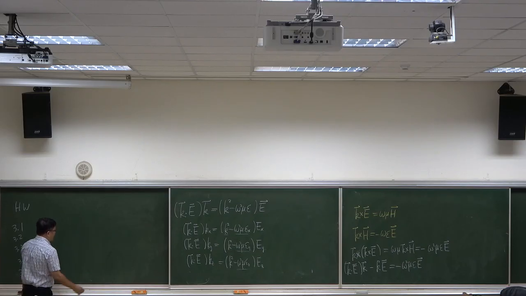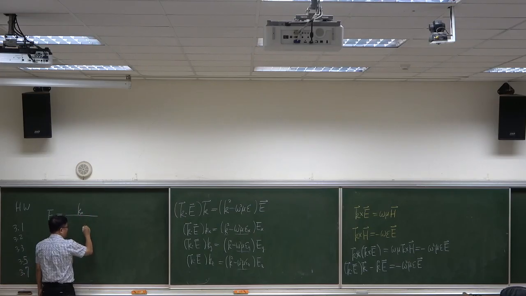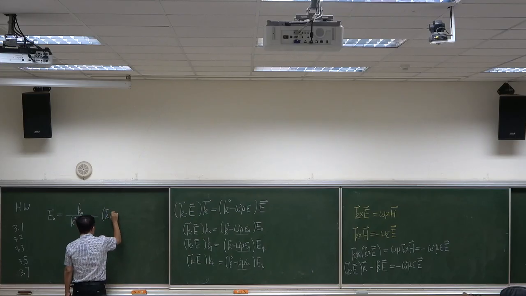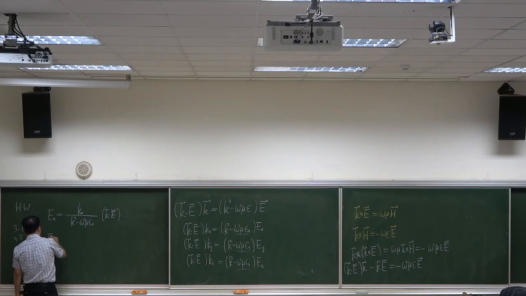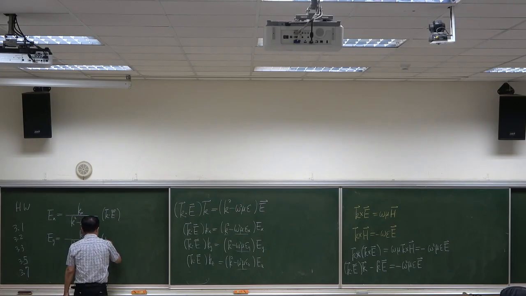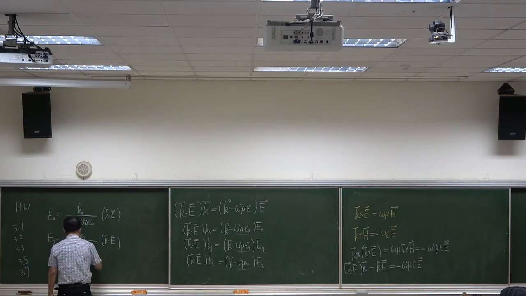So we can get that Ex is Kx over (K squared minus omega squared mu epsilon x) times K dot E. And Ey is Ky over (K squared minus omega squared mu epsilon y) times K dot E. And Ez is Kz over (K squared minus omega squared mu epsilon z) times K dot E.